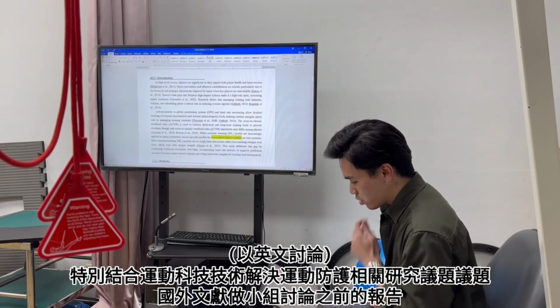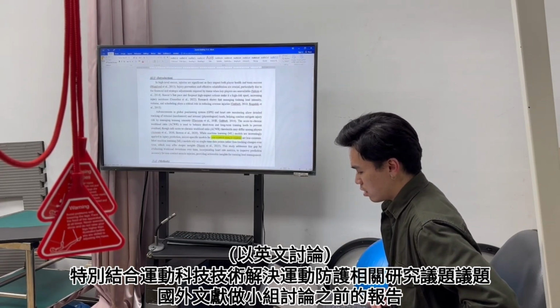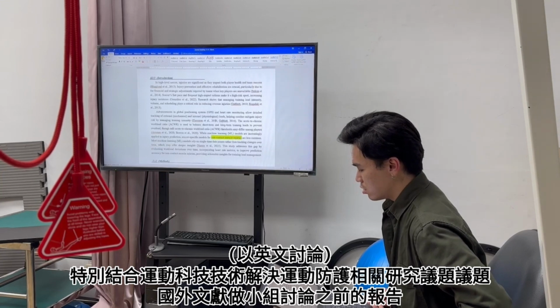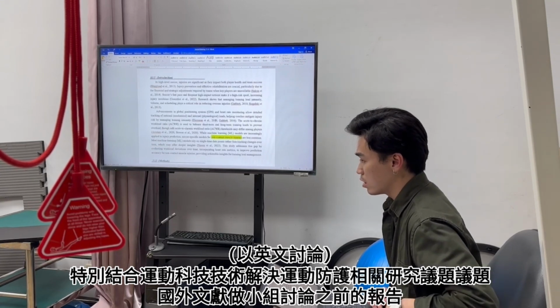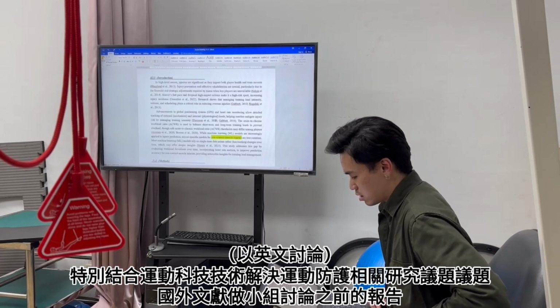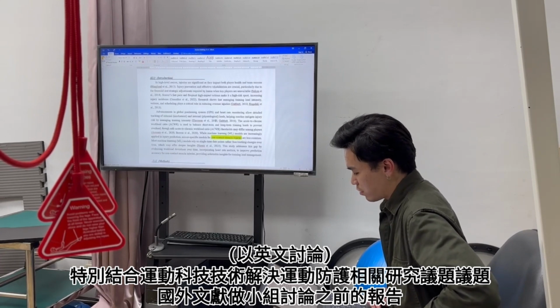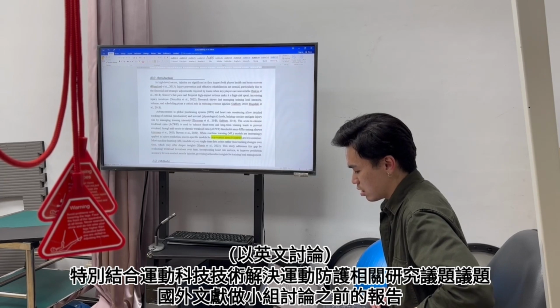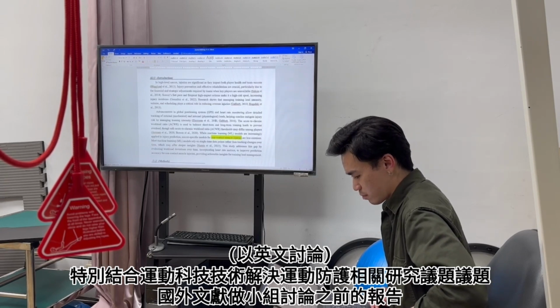Next, we move on to the introduction. In high-level soccer, injuries are significant as they impact both player health and team success. Injury prevention and effective rehabilitation are crucial, particularly due to the financial and strategic adjustment required by the teams.